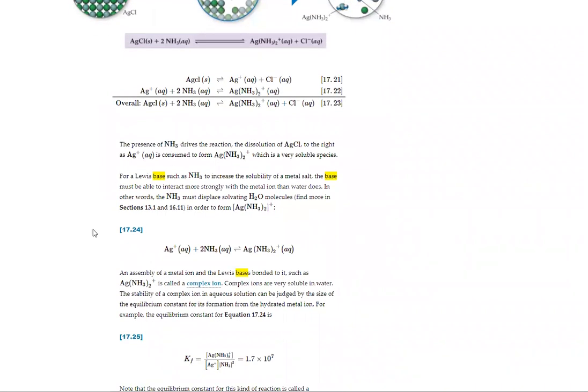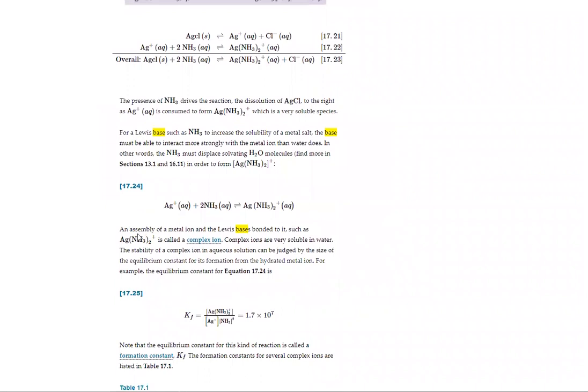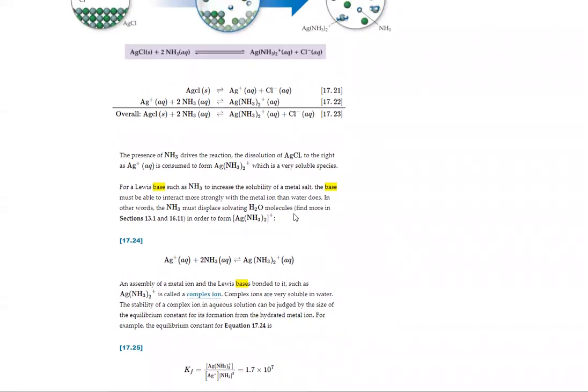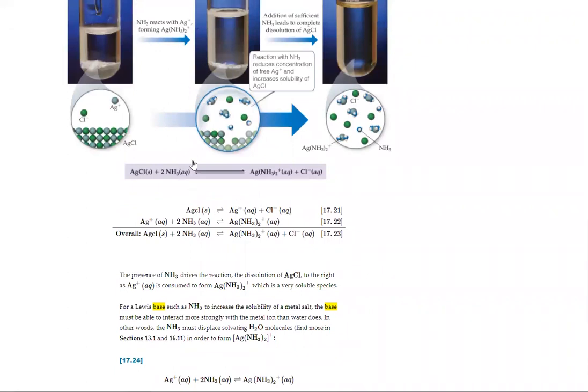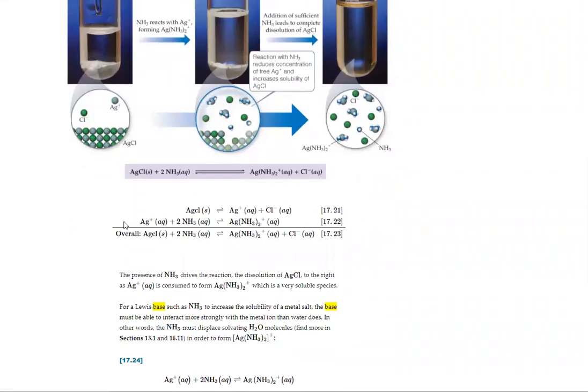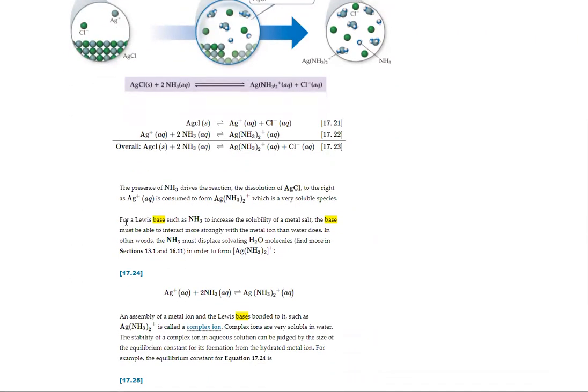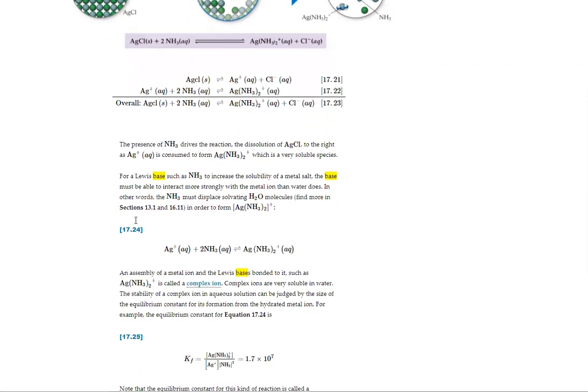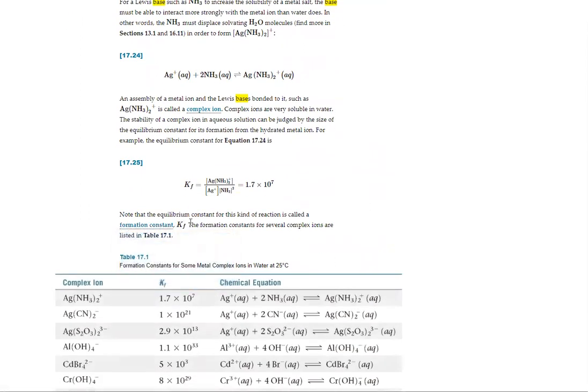So for a Lewis base such as ammonia to increase solubility of a metal salt, the base must be able to bond to the metal. An assembly of a metal ion and a Lewis base bonded to it, such as silver ammonia, is called a complex ion. So the combination of a base and a metal is a complex ion. That's what a complex ion is. And that's formed when you submerge the salt that has a metal in it in something that is a basic solute, because the solvent's the thing that goes in it, I believe, or maybe it's the reverse. I'm not 100% sure on that. Note that the equilibrium constant of the combination.